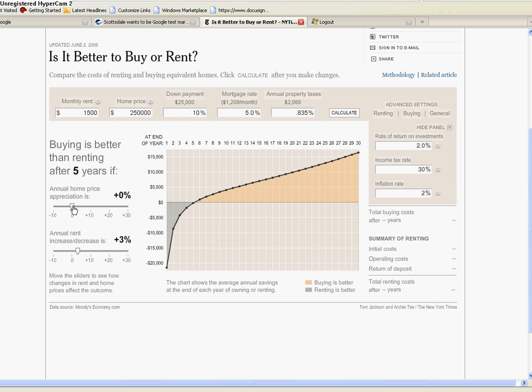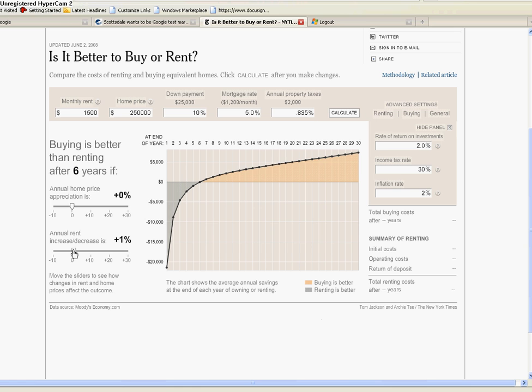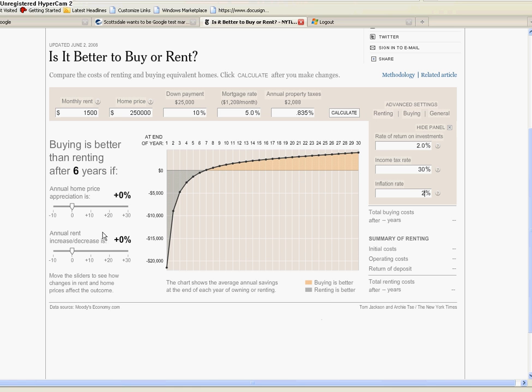So let's try what the effect of 0% on both of these would do. Let's say nothing ever changed. The rent stayed exactly $1,500 a month and the home never went anywhere. So it seems to have adjusted it. And while it's still going to turn out to be a better buy, buying over renting, you can see they're much closer together now.